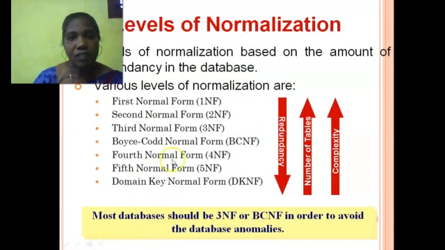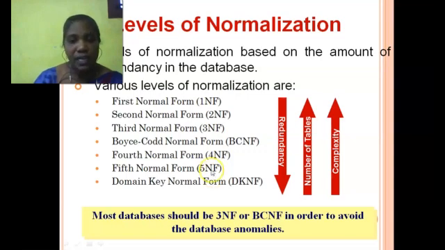What are the levels of normalization? They go from the first normal form up to the domain key normal form. The levels are based on the amount of redundancy in the database. They are: first normal form, second normal form, third normal form, Boyce-Codd normal form, fourth normal form, fifth normal form, and the last one is the domain key normal form.